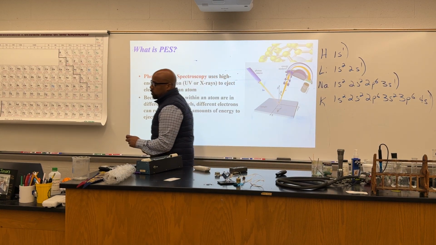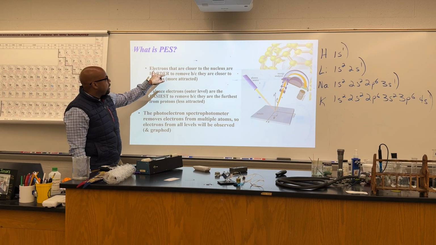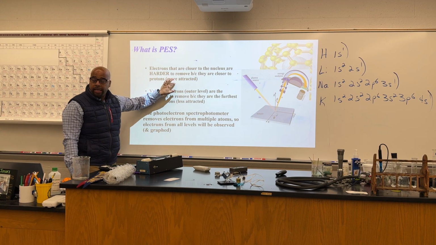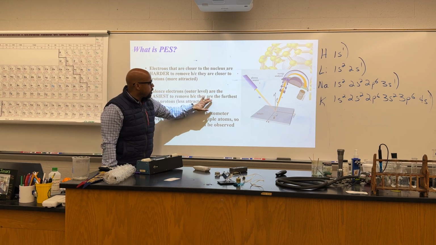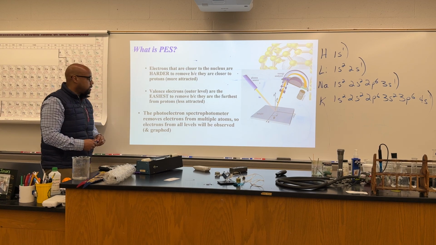So all we're going to look at is removing every one of those electrons. So let me tell you right here, electrons that are closer to the nucleus are harder to remove, and that's because they're closer to that attraction, which is going to be the protons. The valence electrons, which are furthest from the nucleus, are going to be the easiest to remove because, once again, they're furthest away in this case.